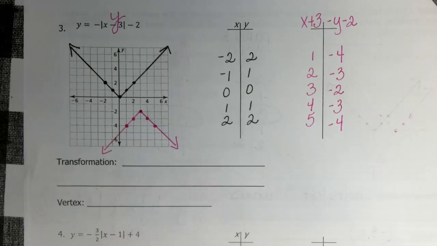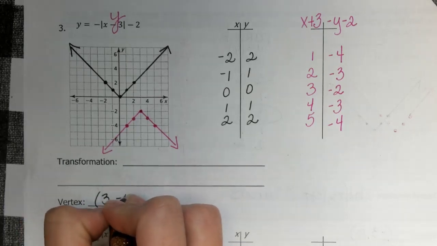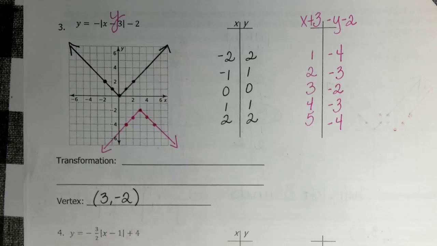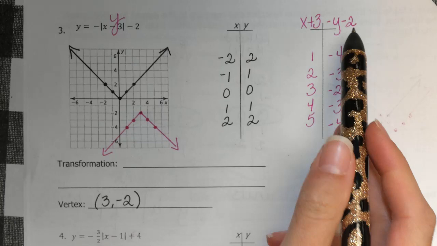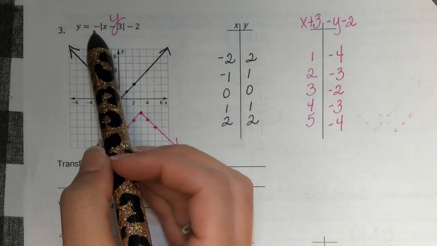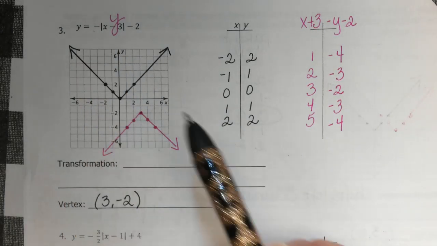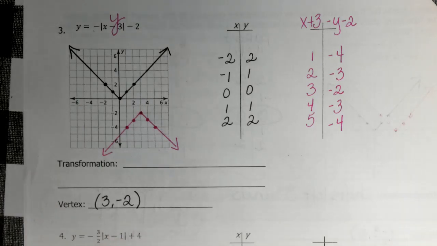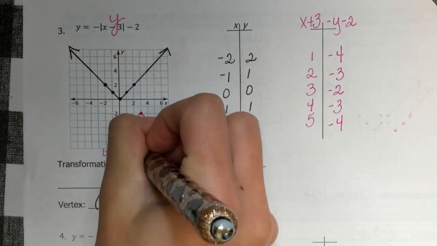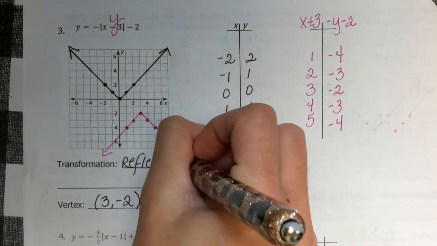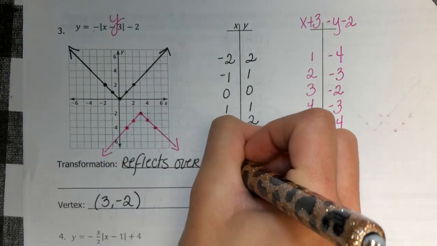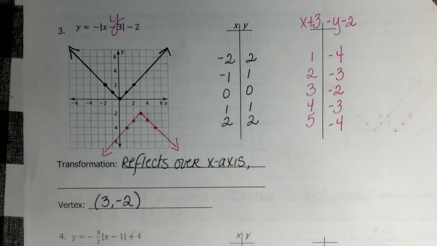What's my new vertex? Okay, how many transformations did I have? I have 3. Do y'all recognize that? I got the negative, I've got the plus 3, and I got the minus 2. So the negative, what does that negative indicate? A reflection. It opens down. That's all the negative does for me. Okay, so it reflects over the x-axis. That's what makes it go down.